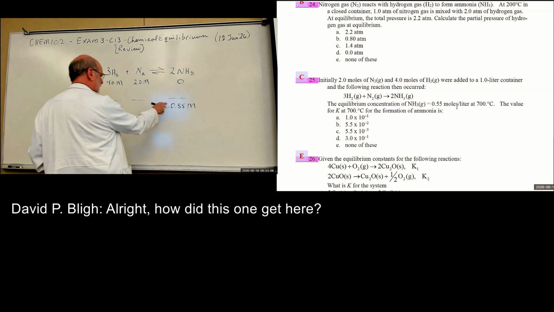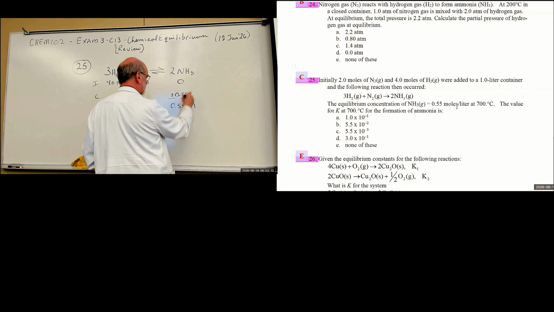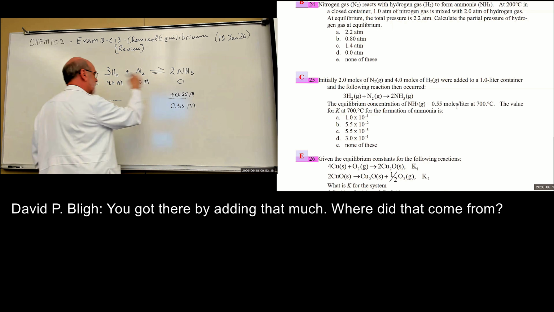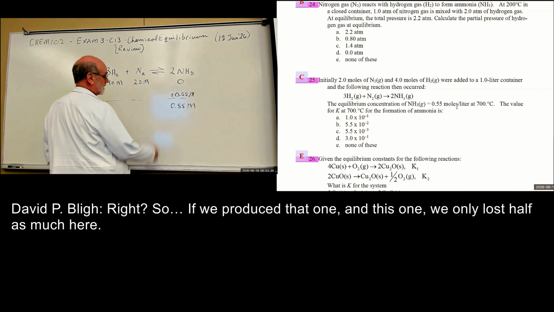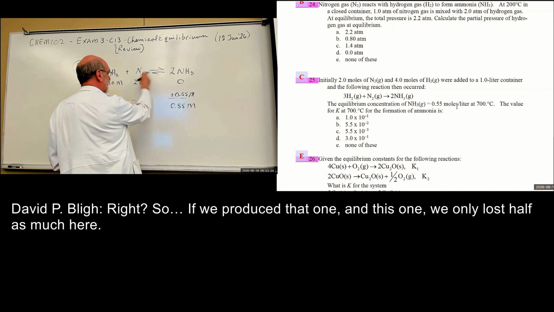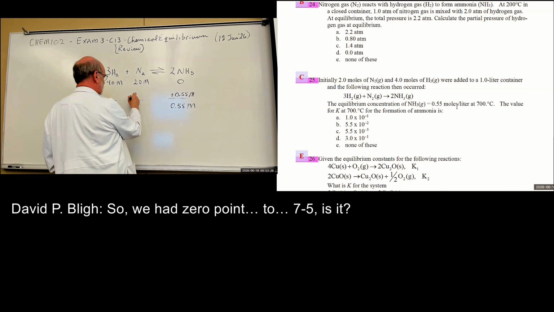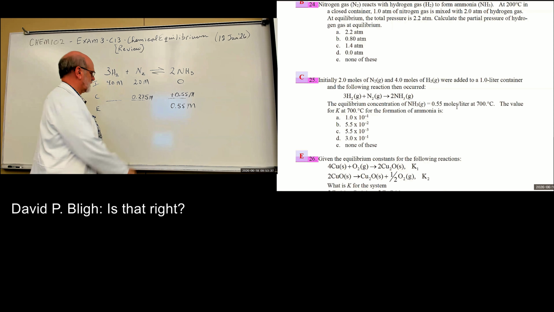Okay. The value of K at 700 degrees for the formation of ammonia is. All right. How did this one get here? You got there by adding that much. Where did that come from? Came from over here. So if we produced that one and this one, we only lost half as much here. So we had 0.275, is it? Is that right?